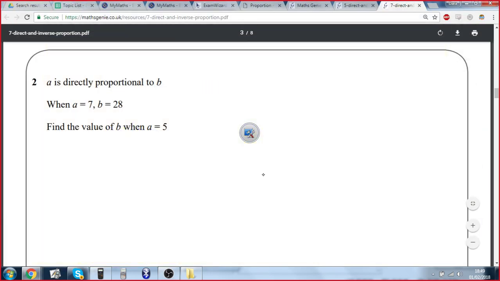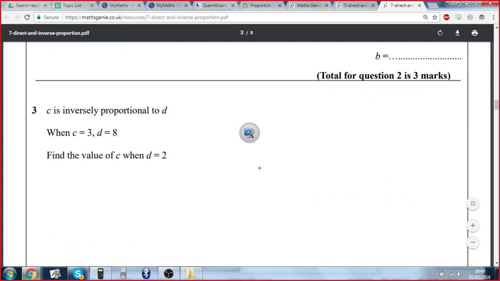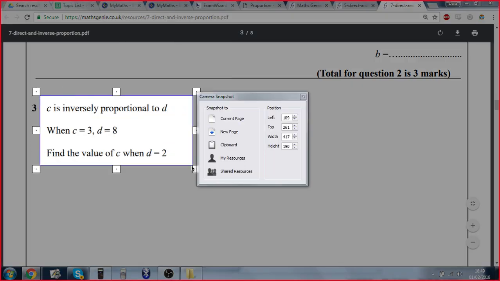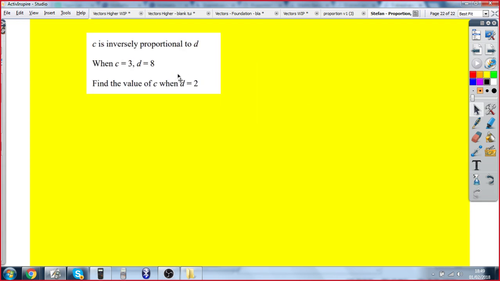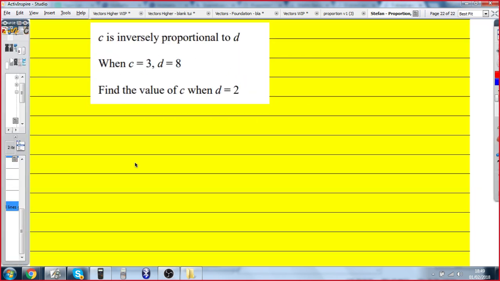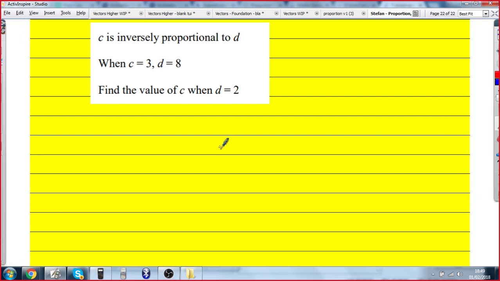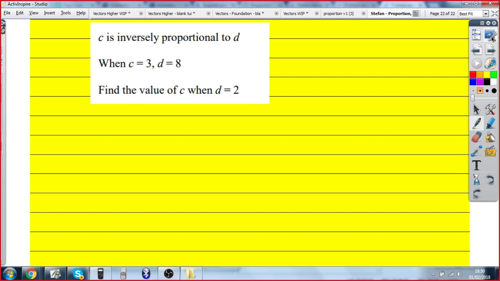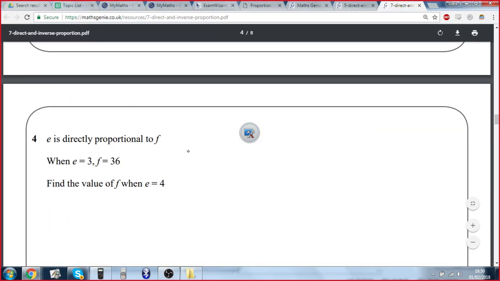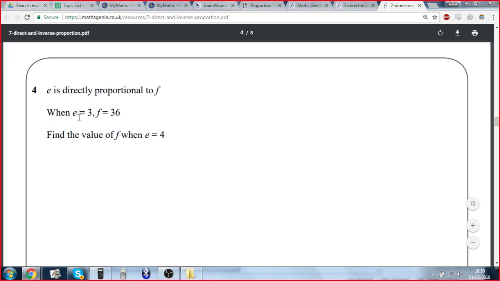Okay, let's try one more like that. Okay, how about this one? D equals k times c. Oh, hang on, this is inversely proportional. This is a different thing. Let me just check square proportion. We'll just do one more of direct proportion.